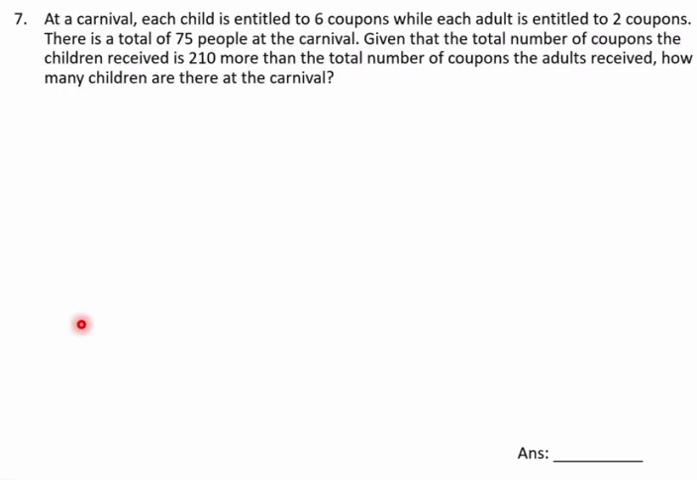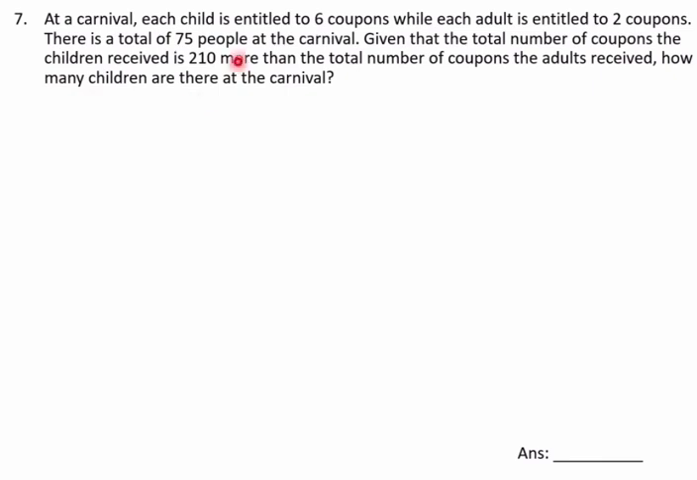Okay, let's look at question 7. So at a carnival, each child is entitled to 6 coupons, while each adult is entitled to 2 coupons. There is a total of 75 people at the carnival. Given that the total coupons that the children received is 210 more than what the adults received, how many children are there at the carnival?